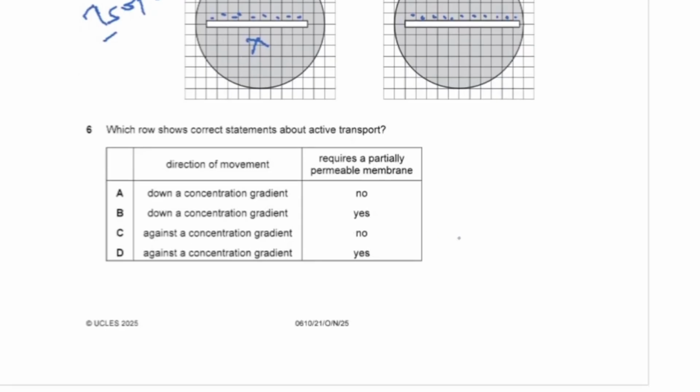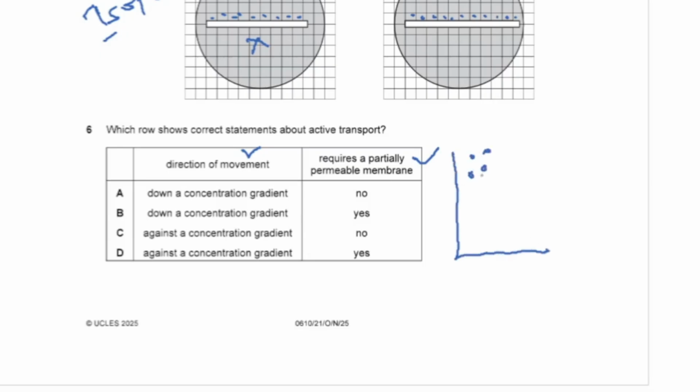Moving on to question number 6. Which row shows correct statements about active transport? Take note, active transport. They give you 2 conditions. The first one is that they are showing the direction of movement, and secondly, they are asking if it requires a partially permeable membrane. Now, you should know that in active transport, substances move from where they are.